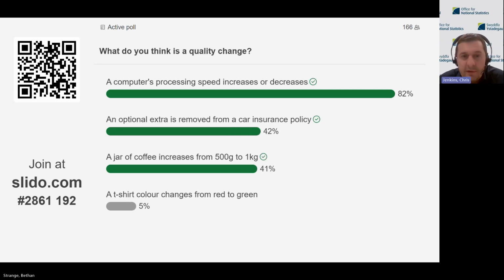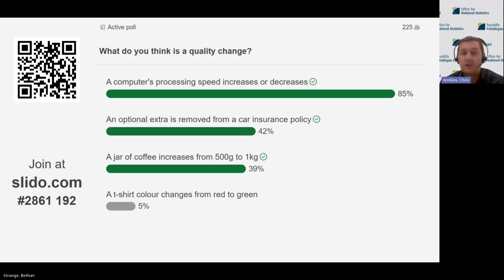Okay, the results are starting to come through. So it seems most people agree that a computer's processing speed increasing or decreasing is a quality change, and that would be right, because if you're buying a computer with a higher processing speed, that's going to be a price change because you've changed the quality of the computer. So we would have to treat that as a quality change.